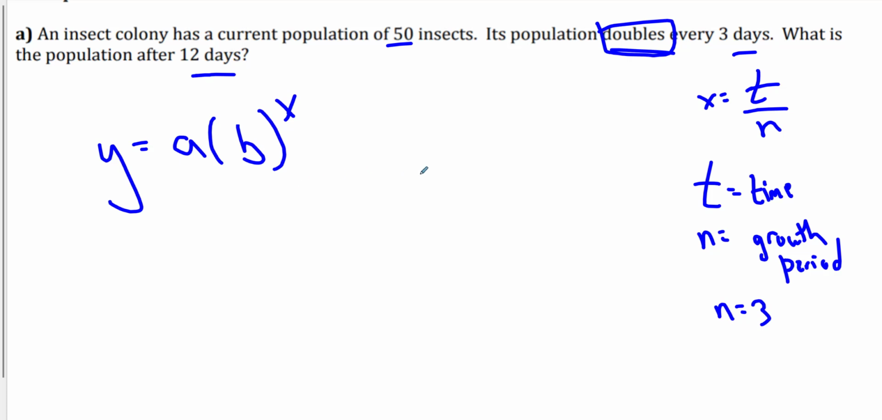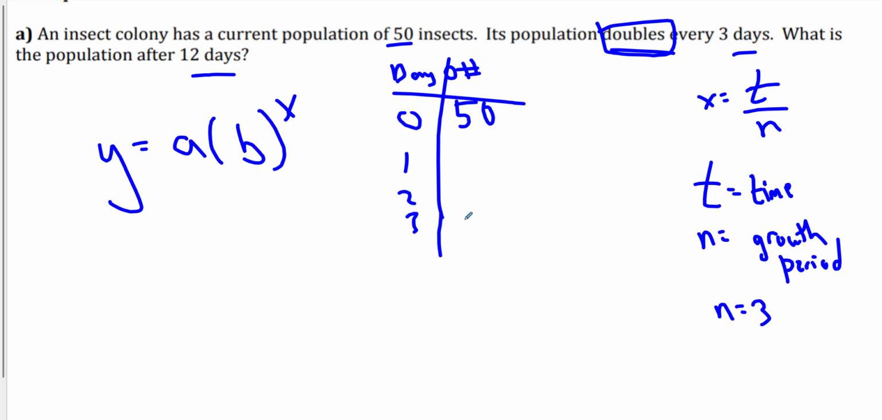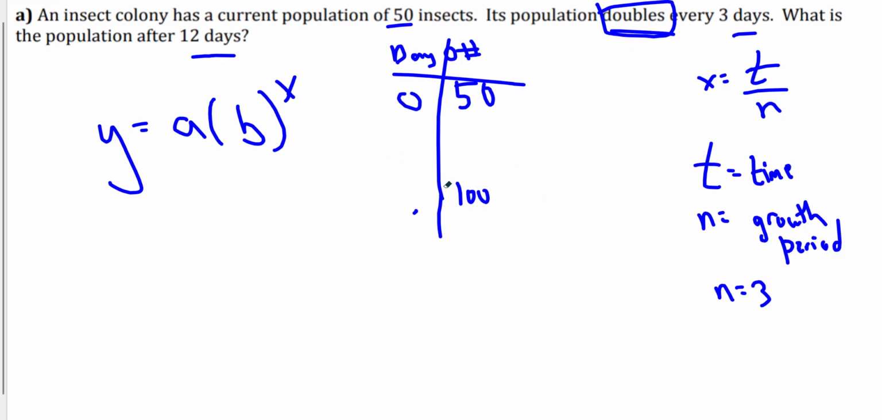So we can use common sense here. I'm starting at 50, so that's day 0, and the population is 50. After day 1, 2, 3, I know that after day 3 the population has doubled, so it's going to be 100. I don't have to go up by 1s; I can just go up by 3s. So day 3, the population is 100. Day 6, remember, it's doubling, so it's going to be 200. Day 9, the population is going to be 400. And day 12, the population is going to be 800.